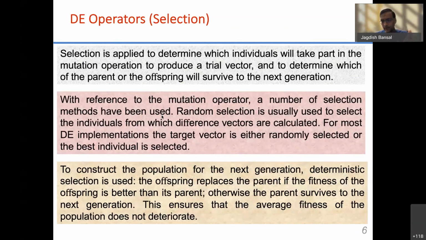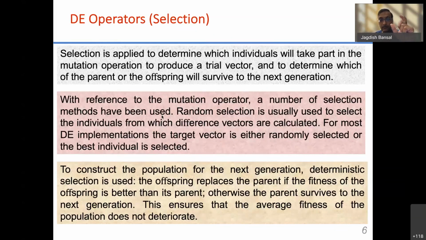So I have explained the mutation operator. Let me just recap. In the mutation operator, you generate a trial vector for each parent vector, and this trial vector and the parent vector do the crossover and generate a child in the crossover operator. Now, what happens? You have a parent and you have a child.